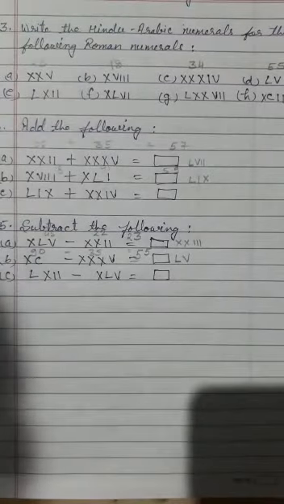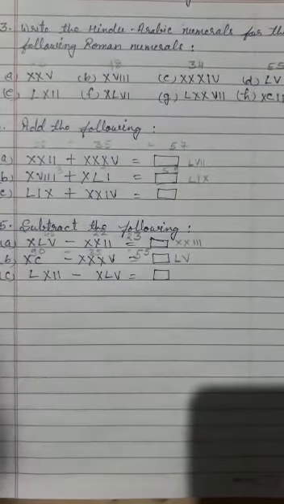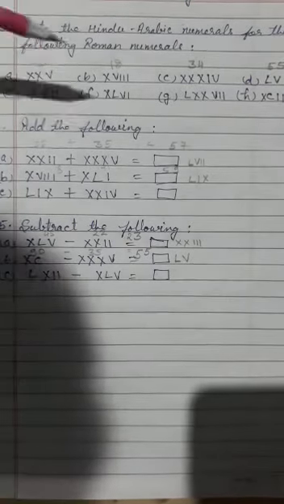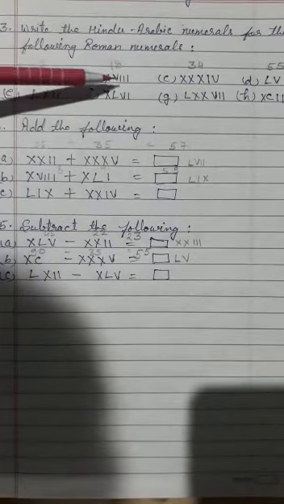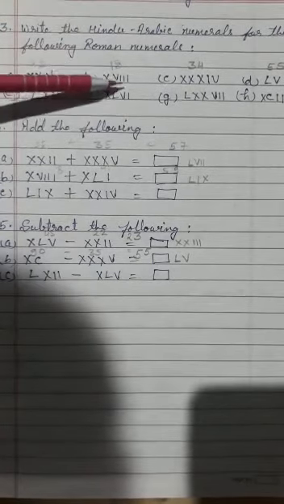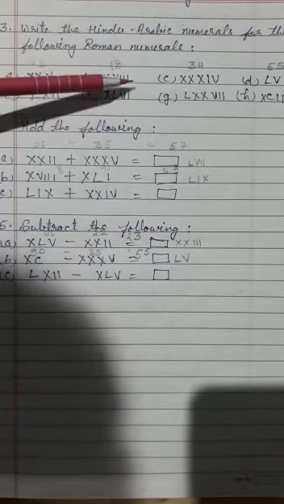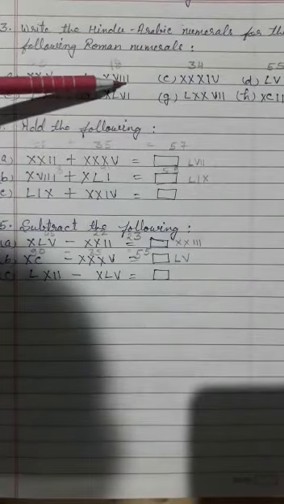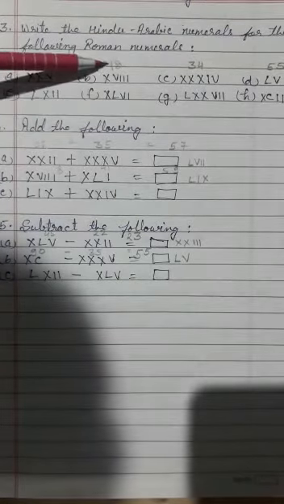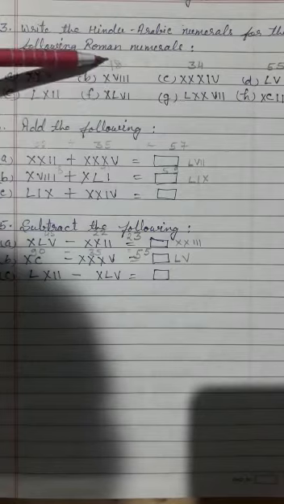Write the Hindu Arabic numerals for the following. 24. XX means 20. 10 plus 10 plus 5. 25. Okay. Now, X means 10 and V means 5. III, 1 plus 1 plus 1. 8. 5 and 3, 8 and 10. 18. 10 plus 8 will be 18.